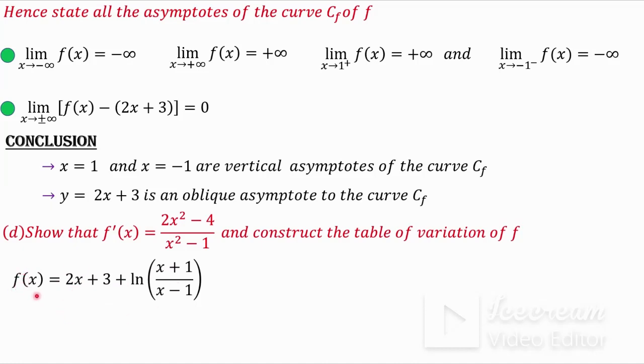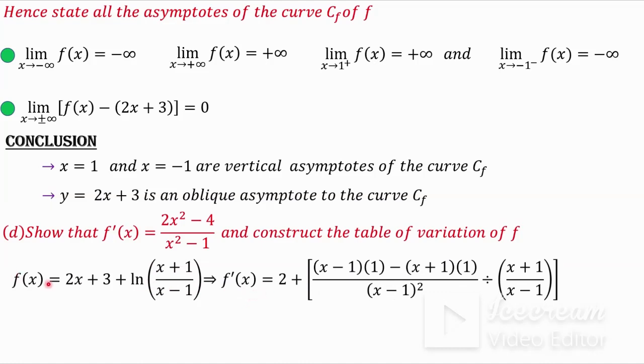So we know that f prime of x is going to be equal to what? We first differentiate 2x, which gives 2, then differentiating the constant 3 gives 0, then we differentiate this last term. In order for us to differentiate this function f of x, we have to differentiate each term. So doing that, we obtain f prime of x equals 2, plus 0, plus the derivative of ln of x plus 1 divided by x minus 1.